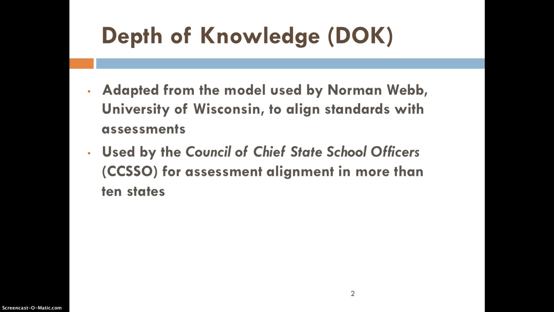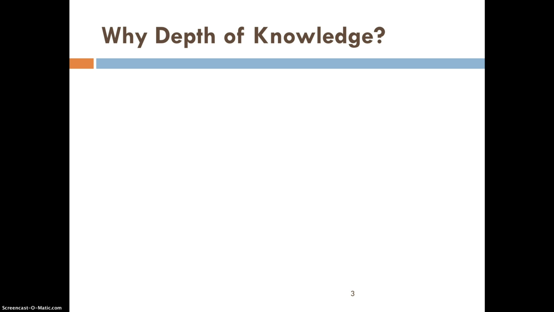You've heard about the Common Core Standards, which is what this course is designed to help us prepare for, and the Council of Chief State School Officers, which is the group of governors who got together and decided that it was necessary to have standardized instruction across all the states, or a common set of standards. They used this process to help as well.